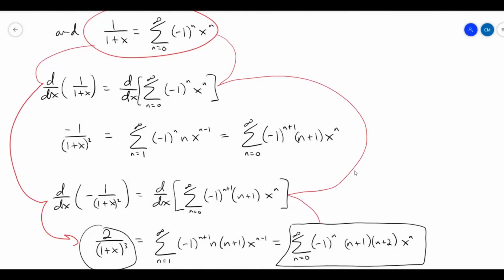So it's a very roundabout way to do this, but it's actually pretty clever. If you want to find a power series expansion for certain functions, this is a pretty clever way to do it.